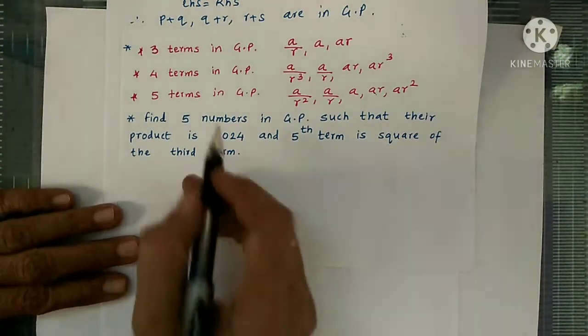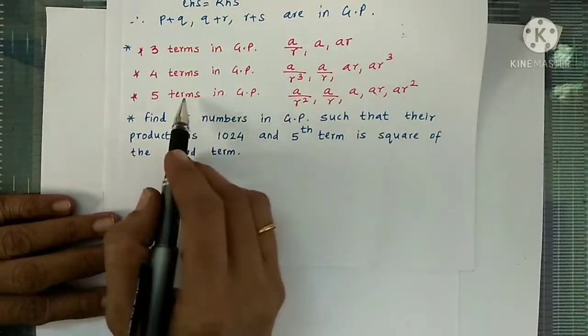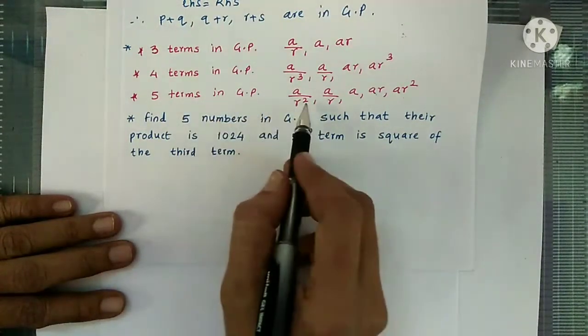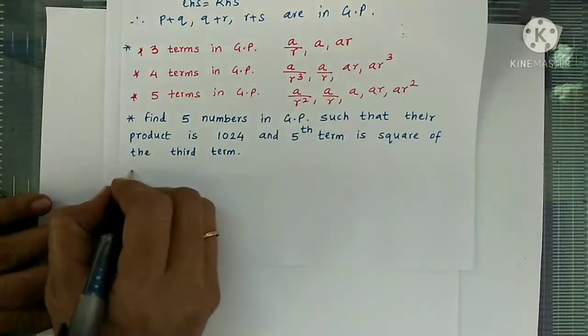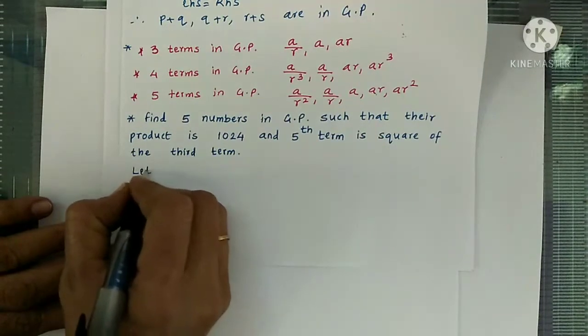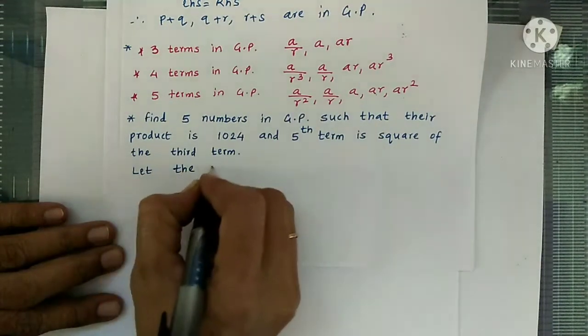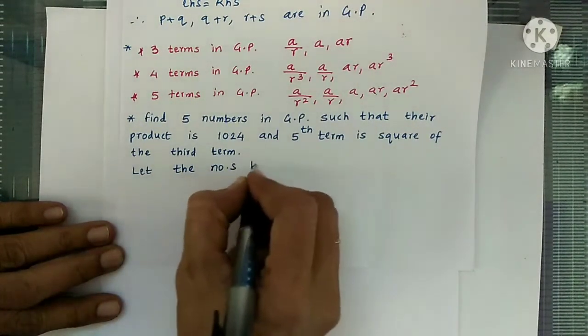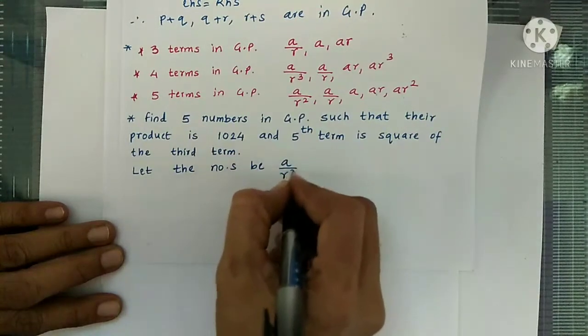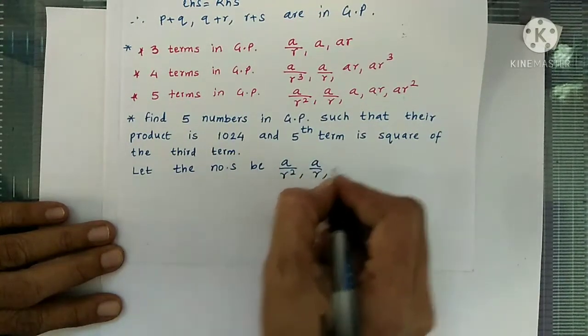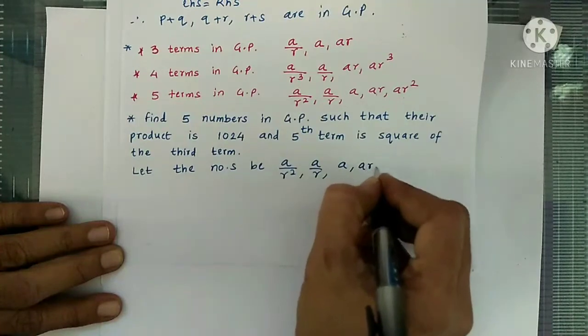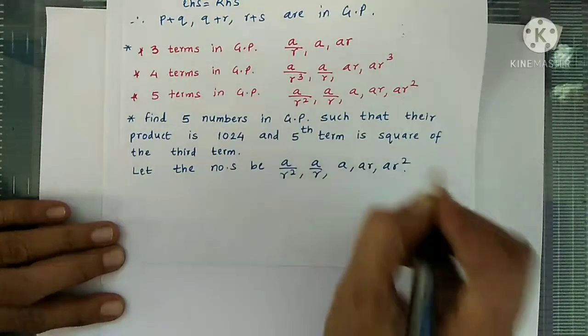So we have to find 5 numbers in GP. Now 5 terms in GP we take like this. So first let's write that. So let the numbers be A by R square, A by R, A, AR and AR square. Okay.